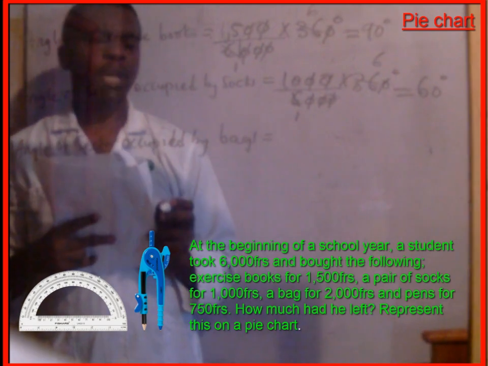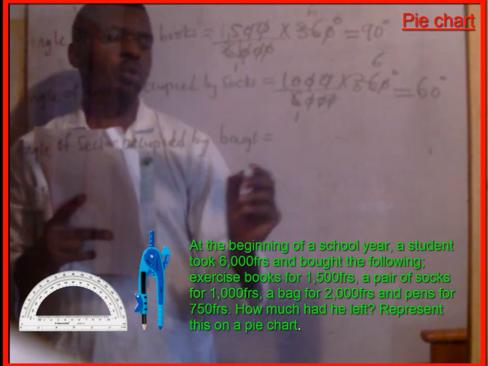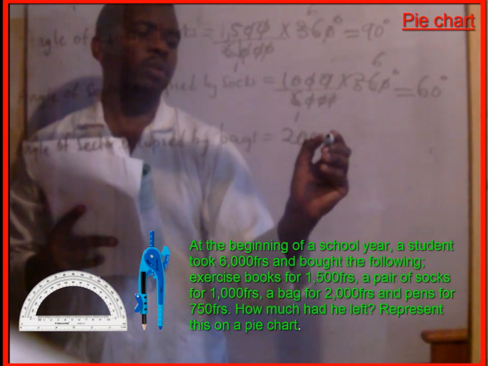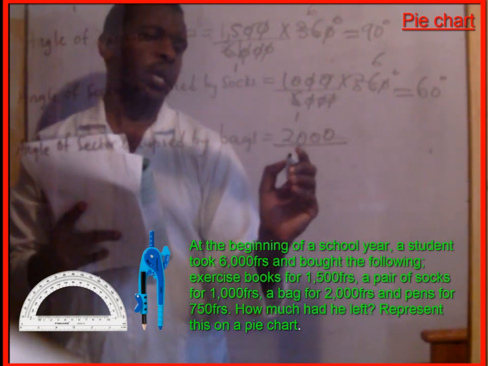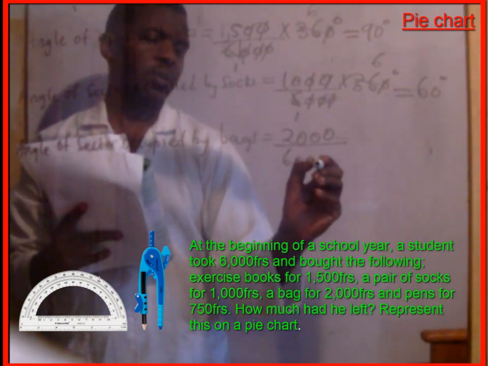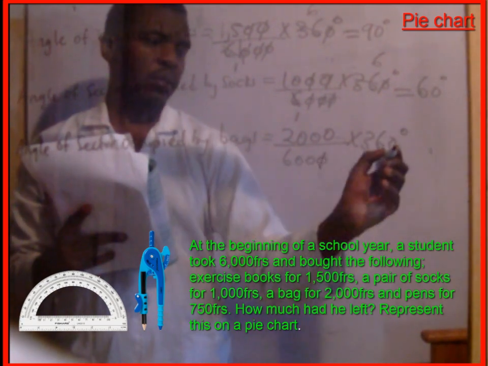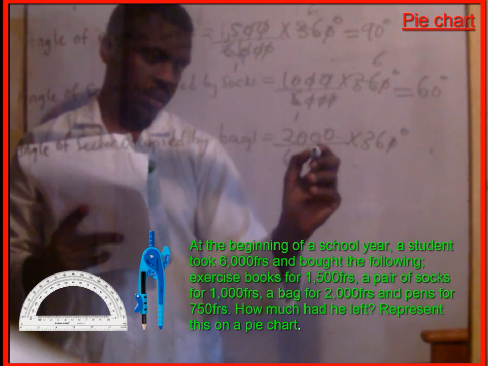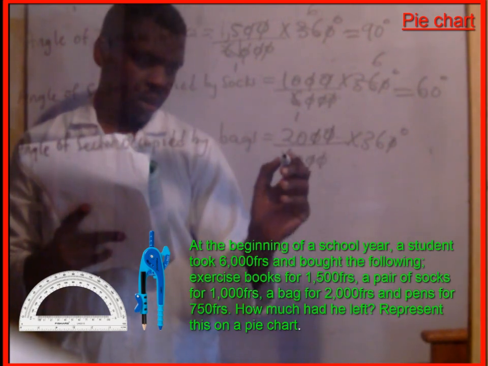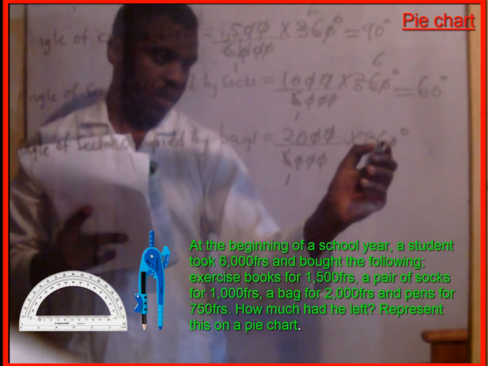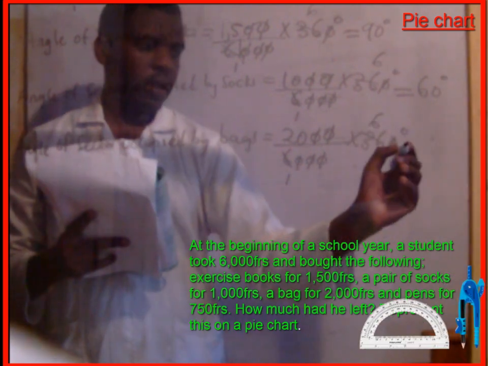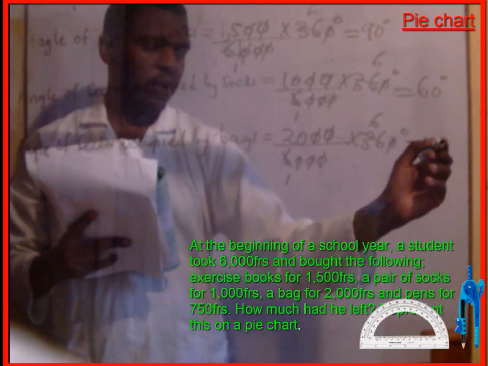Angle of the sector occupied by bags. This will be 2,000 divided by 6,000 times 360 degrees. The zeros cancel. 6 goes there one time, 6 goes there 6 times. This will give us 120 degrees.